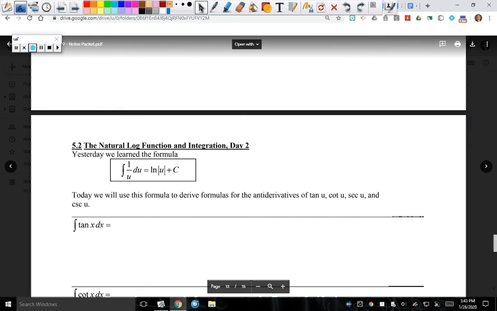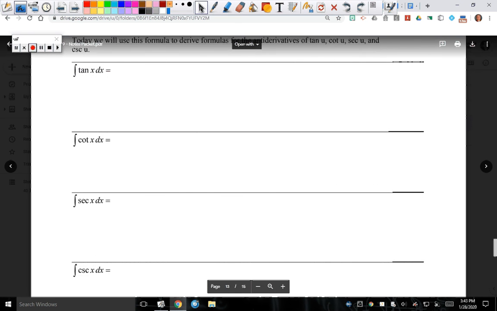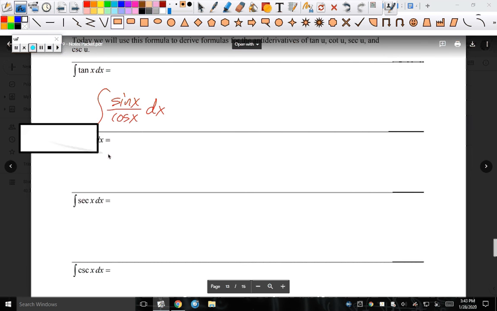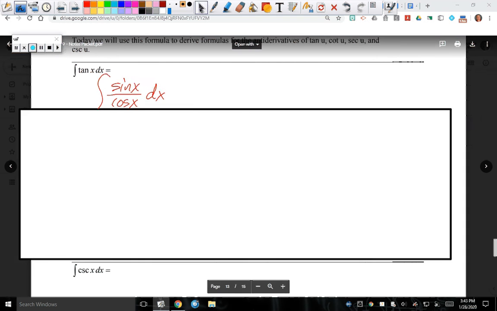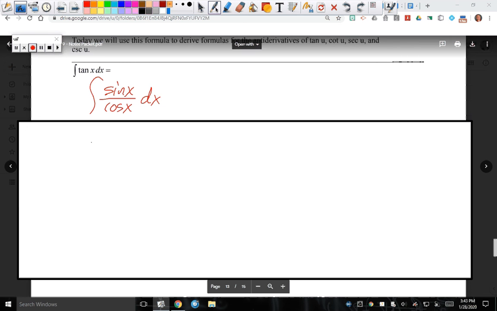These are what we're going to do in more depth next time, but you have 1 or 2 on your homework, I believe. Okay? Tangent is the same as sine over cosine. So u, let me do correct notation so that you can see it. U will equal cosine. You see it?